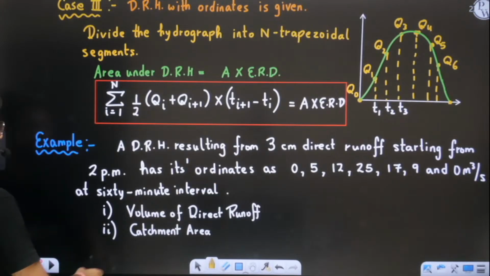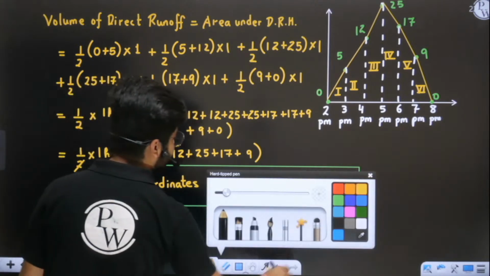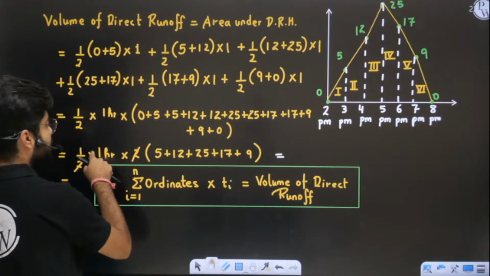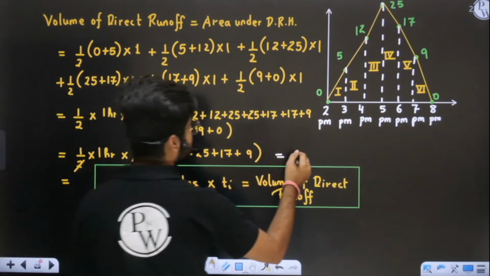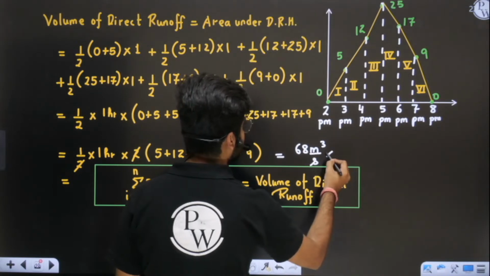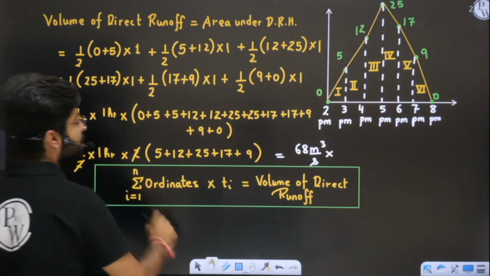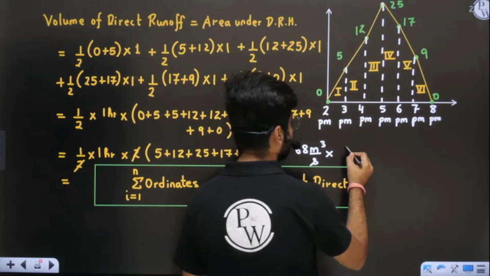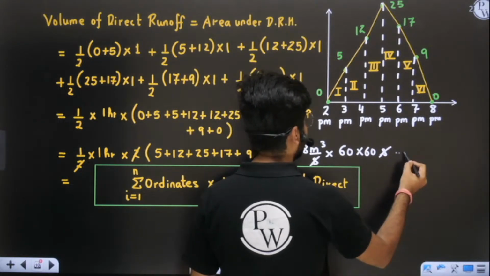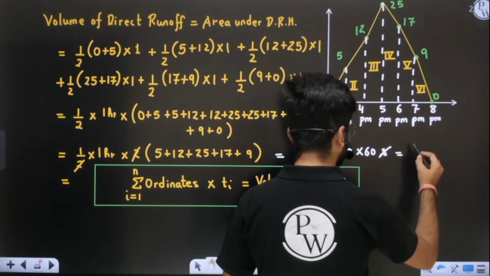Okay, sir, no problem. They are saying to find the volume of direct runoff. So what I will do, I will find this. See, this is 1 hour. This is 68 meter cube per second. So I will multiply this by 1 hour. 1 hour is 3600 seconds. Yes or no?